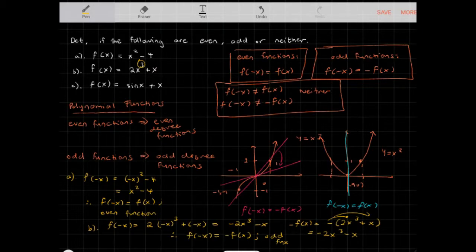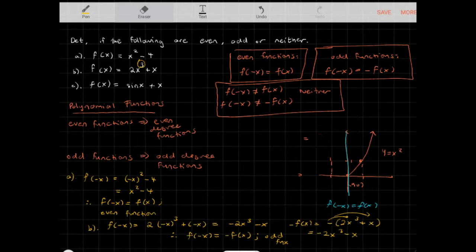Now I'm going to do part C. I'm just going to make some room here and erase this. Hopefully you can now conceptualize what odd and even functions are in terms of their graph, because really it just refers to a line of symmetry.